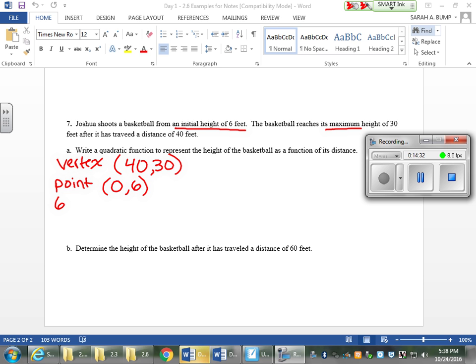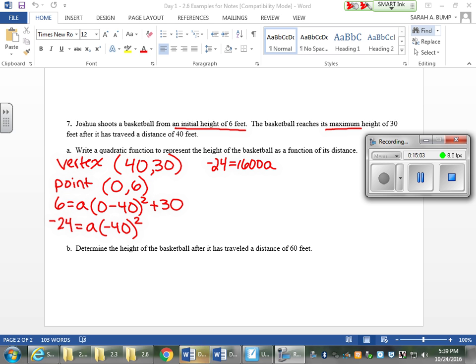So we're subbing in our y, we don't know a, subbing in our x minus our h squared plus k. We're using vertex form because we have the vertex. If I subtract over the 30, 6 minus 30 is negative 24 equals a times negative 40 squared. I'm going to jump up here to finish the work. I'm going to square the 40. Negative 24 is going to equal 1600 times a.